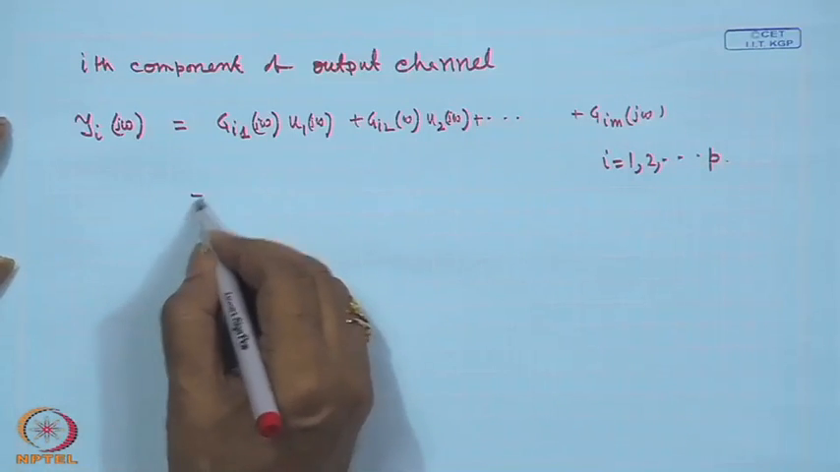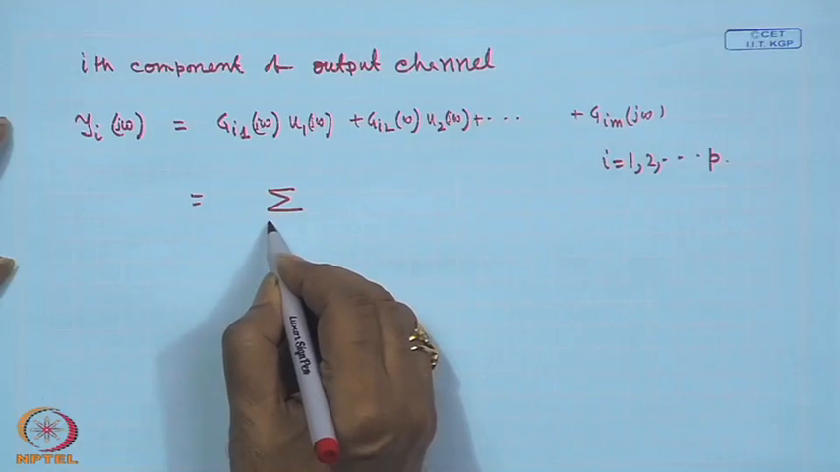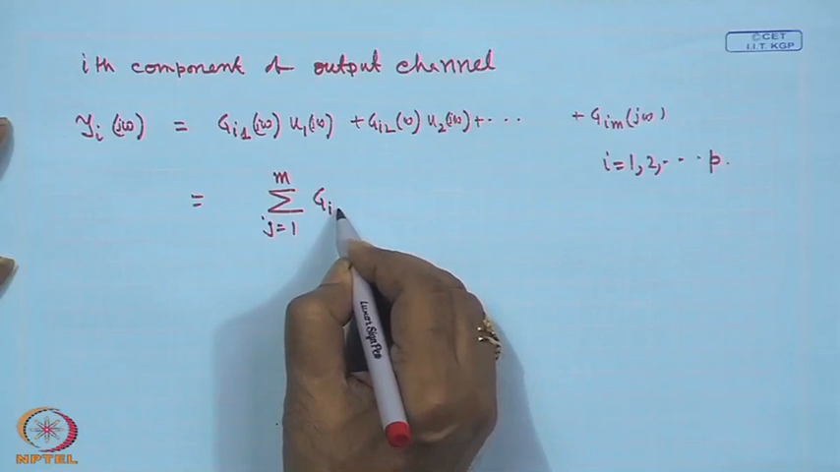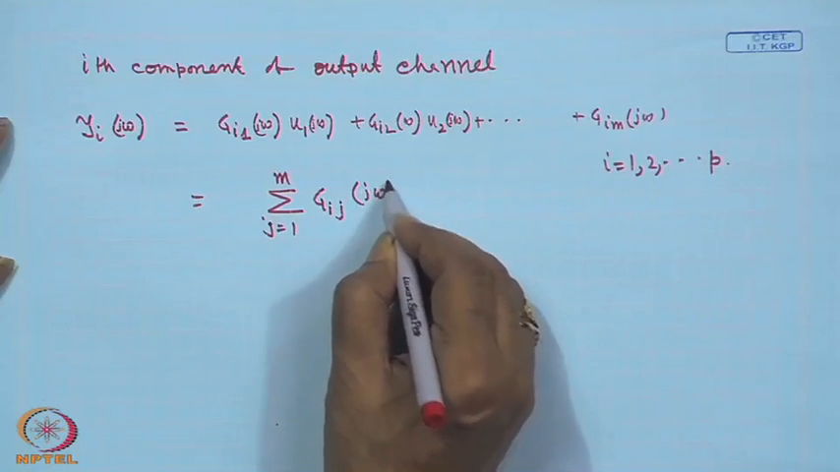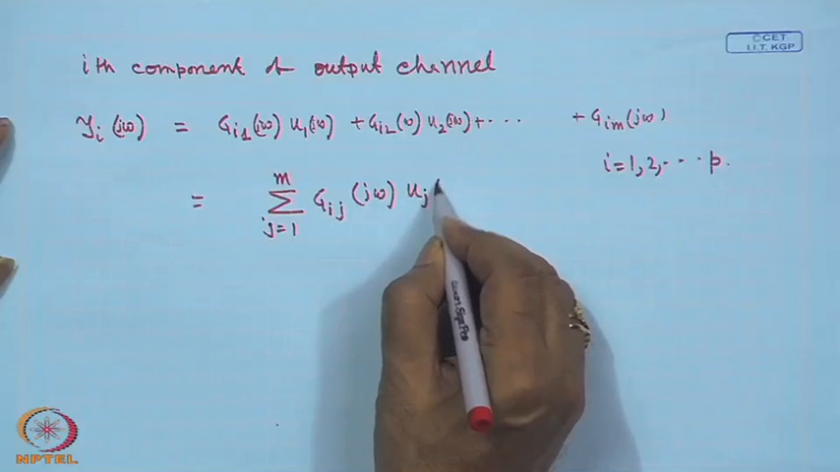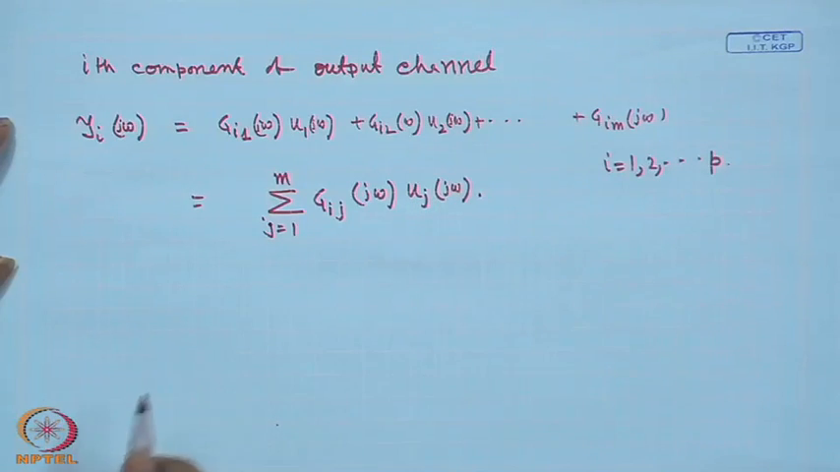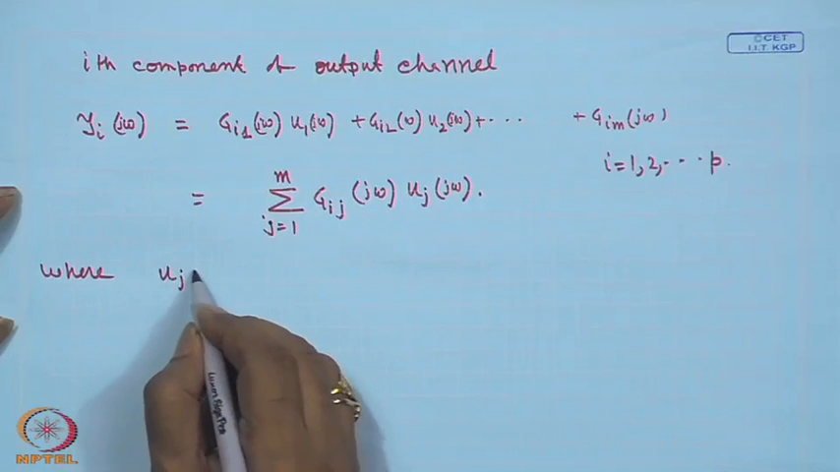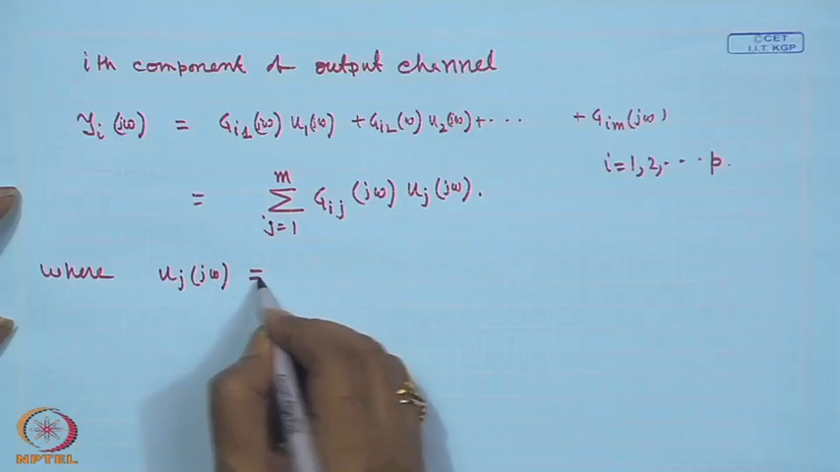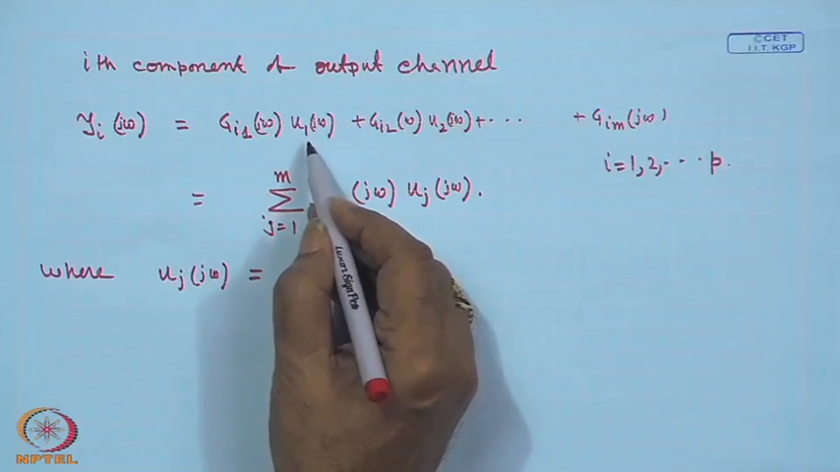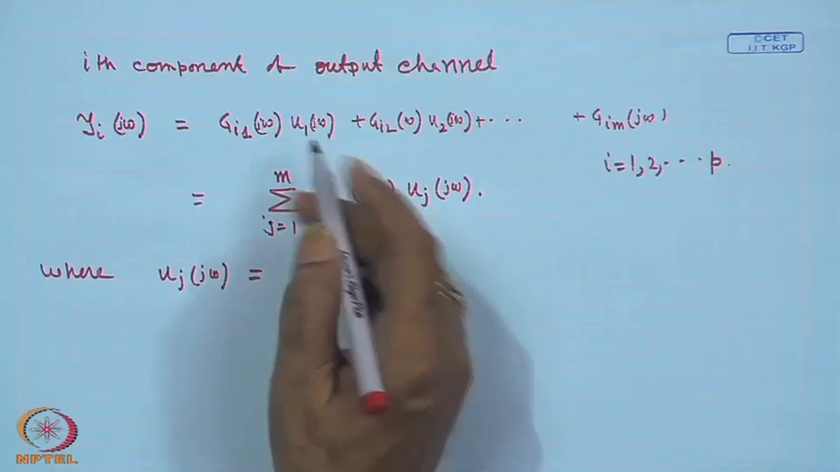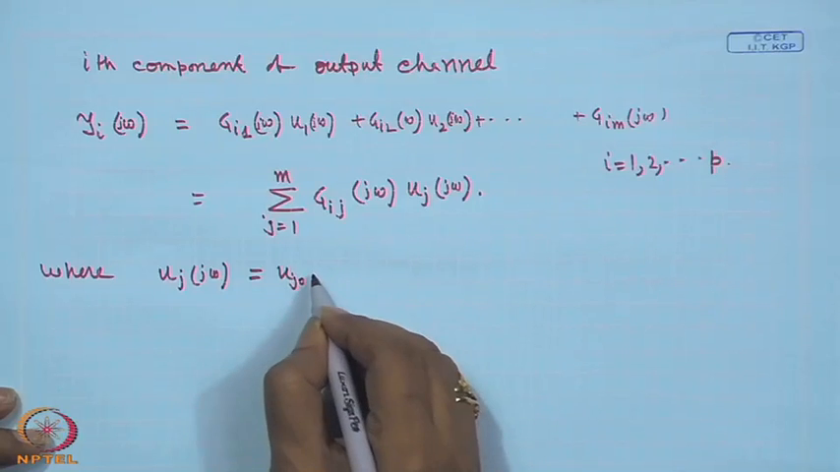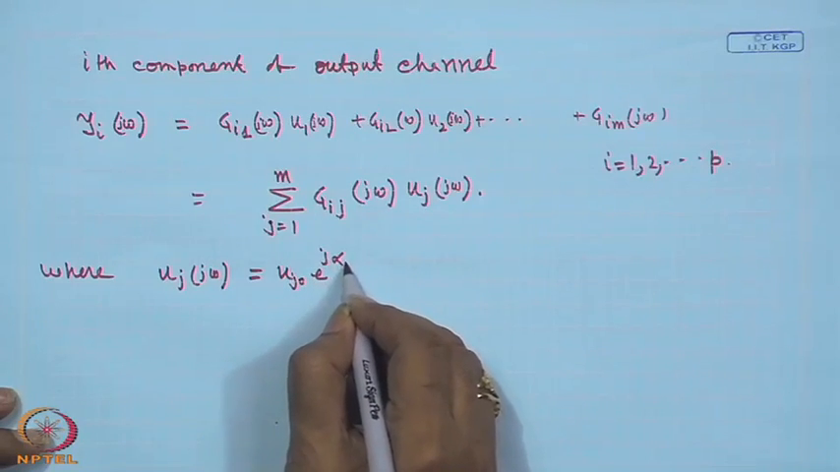So, we can write this as a summation, j is equal to 1 to m, of Gij(jω) Uj(jω), where Uj(jω) is nothing but a phasor quantity form. This is nothing but Uj0 e to the power of j αj.